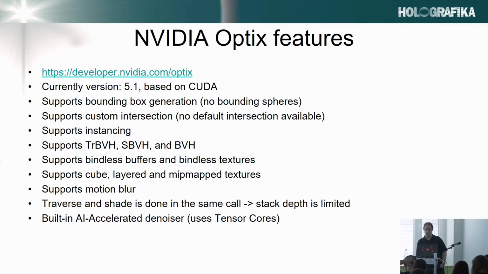And it's very important to know that traverse and shade are done in the same call, so the stack depth is limited. Everything is done in a single call. Traverse calls shade, shade calls traverse, and so on and so forth. So you cannot have many bounces when you evaluate your shading. It's simply that the stack depth is limited. This also implies that shared memory is partially used by emulating a stack.